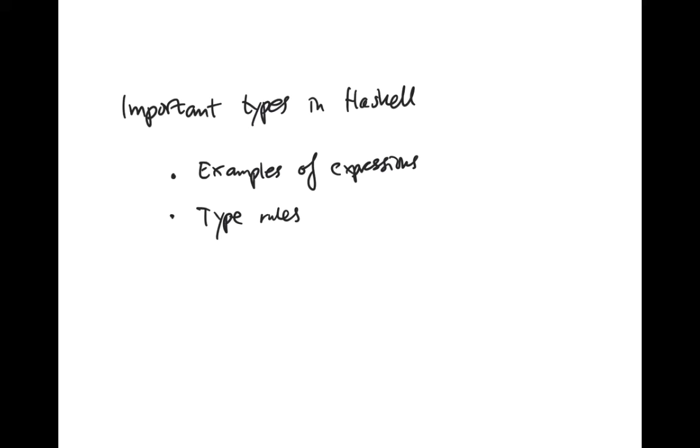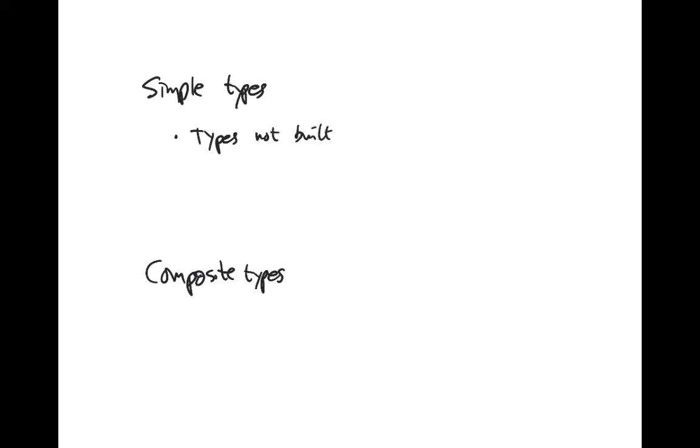There's an important distinction that we have to make. It's a distinction between simple types and composite types. Simple types are types that are not built from other types. An example of such a type would be the type bool. Another would be the type int.